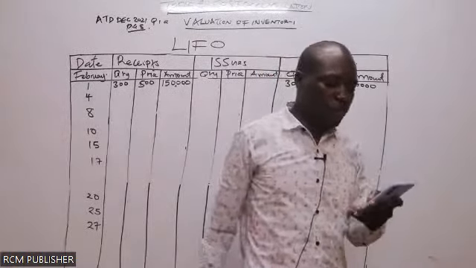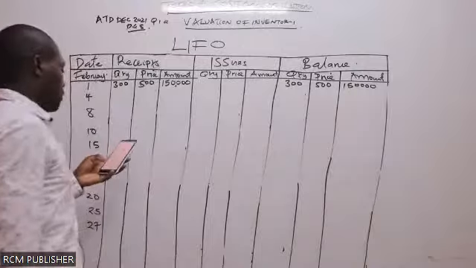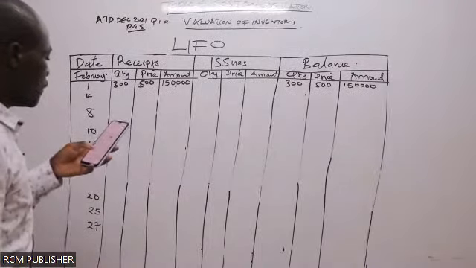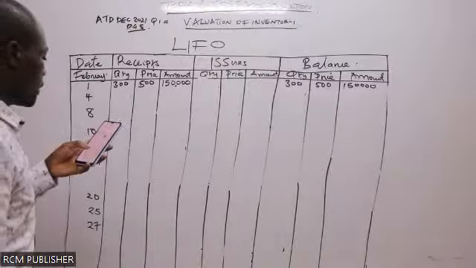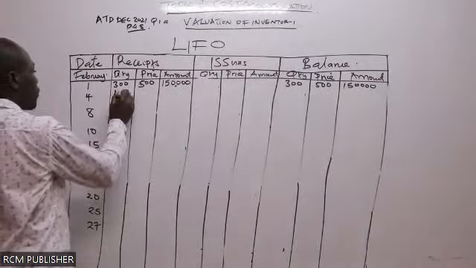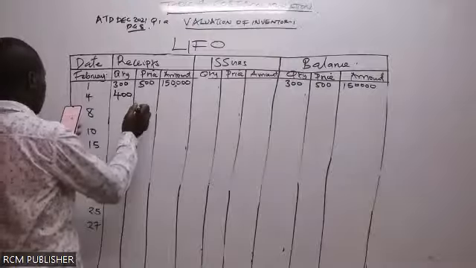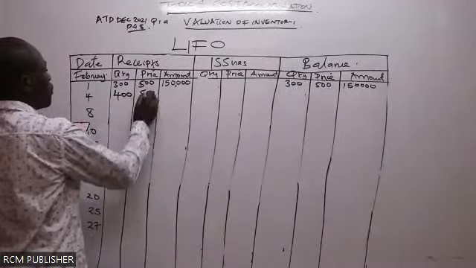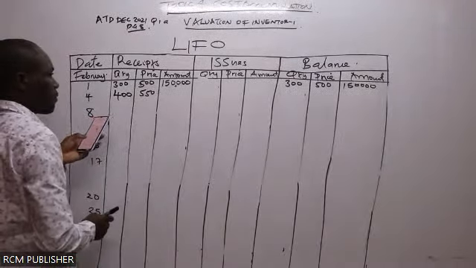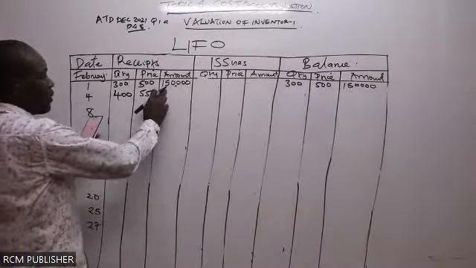So let's now move to the first thing on the 4th. We are being told that they received goods of how many units? 400 units. At what price? At 550. So it means we are supposed to have the value here.